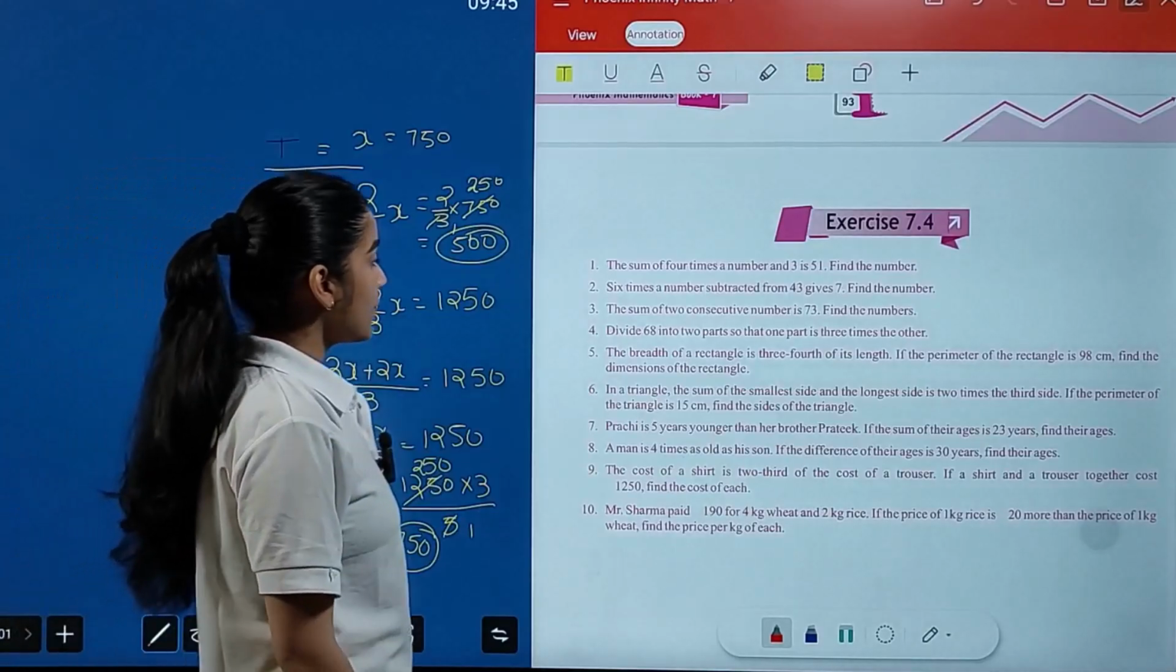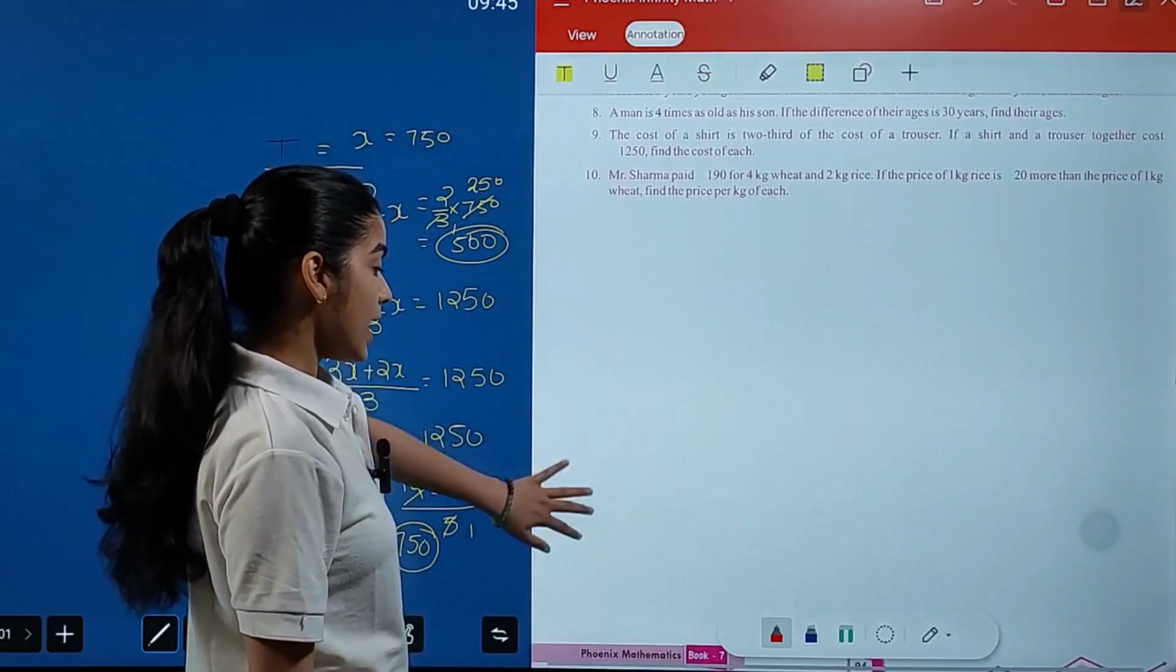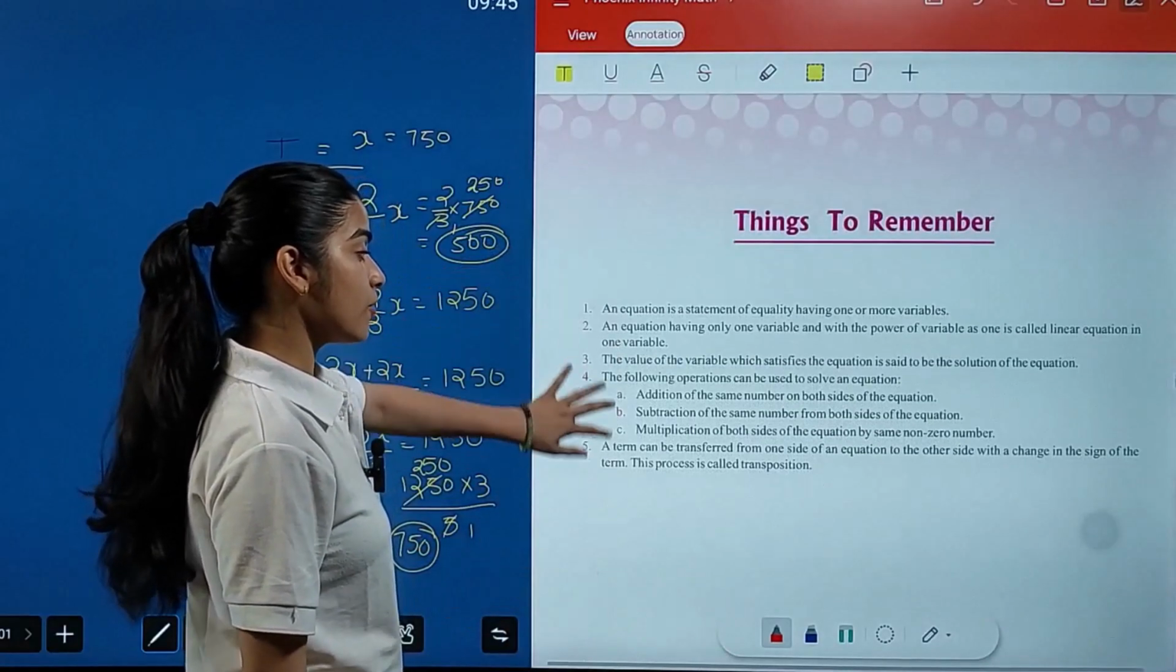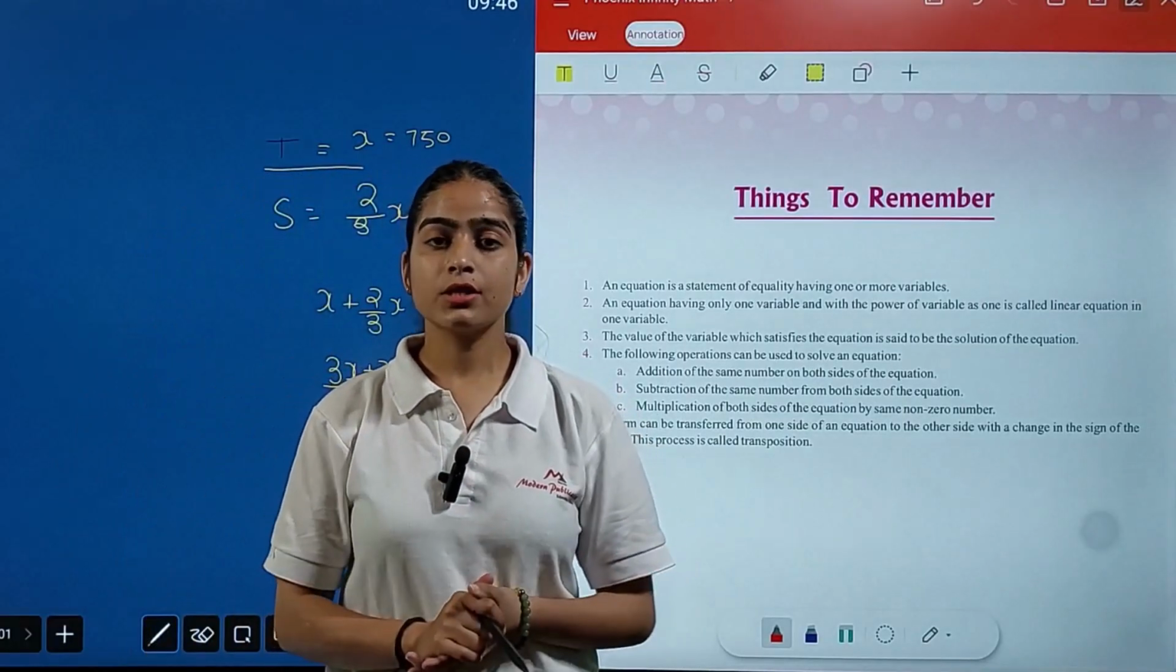Okay, so now in the same way you have to solve the rest of the questions you have in 7.4, and after this is the end of your chapter. I hope, students, this chapter is clear to you and you understood it very well.